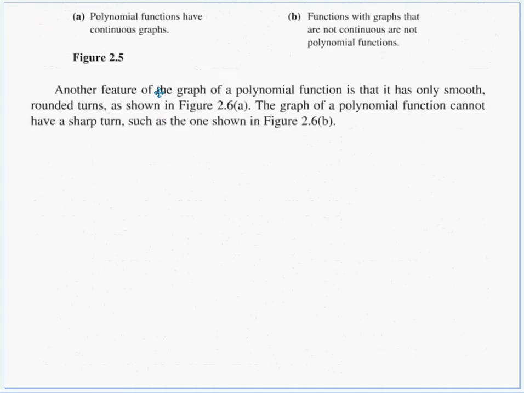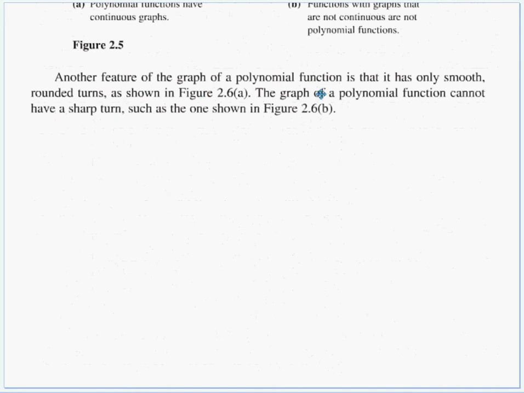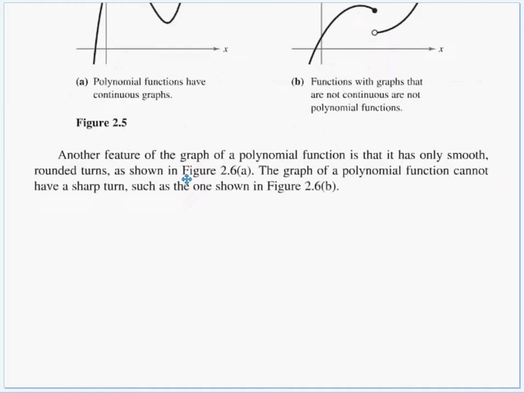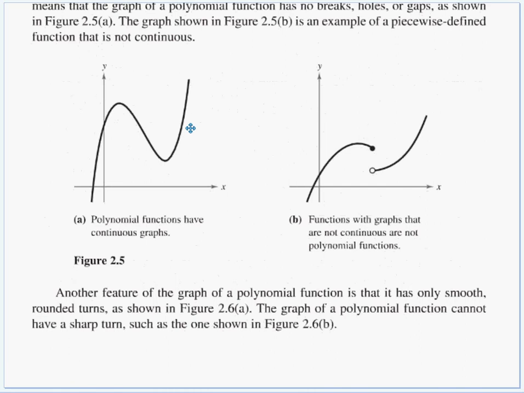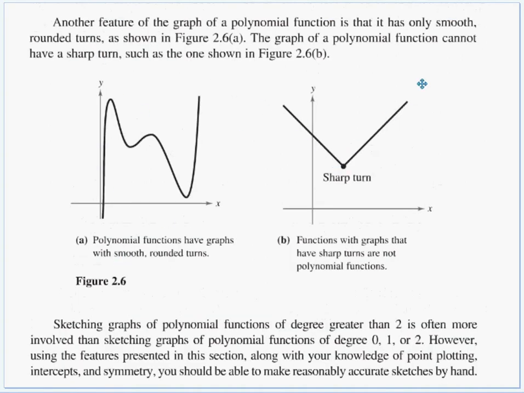And then the book continues. Another feature of the graph of a polynomial function is that it only has smooth, rounded turns. The graph of a polynomial function cannot have a sharp turn. See here, these are nice and smooth curves. You cannot have sharp turns like this, a V-shaped graph like the absolute value graph. Okay, so here on the left, polynomial functions are graphs with smooth, rounded curves. Functions with graphs that have sharp turns are not polynomial functions.